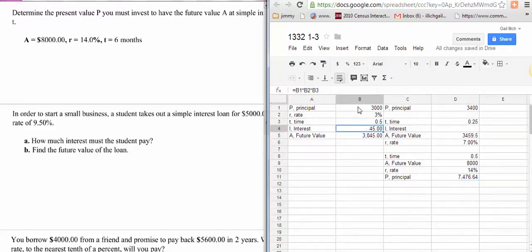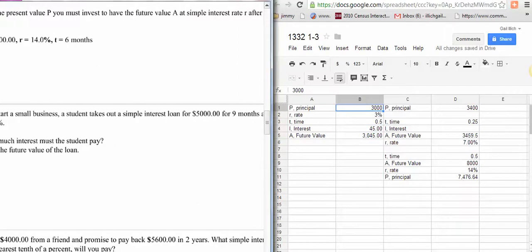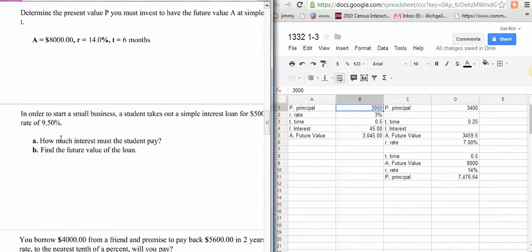So let's see, they took out $5,000 for 9 months at a rate of 9.5%. So the principal is 5,000. I'll come up and I have 3 separate formulas here.